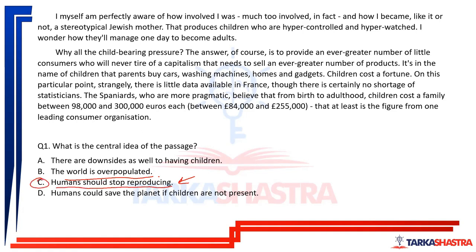But this sentiment that humans should stop reproducing is not there at all. What she is saying is maybe it is not absolutely necessary to have children. So C is also not the correct central idea. B is not the correct central idea. Humans could save the planet if children are not present. Again, this is not the central idea. Correct answer should be A. As compared to when we talk about D, no such mention has been made in the passage. So correct answer should be A.